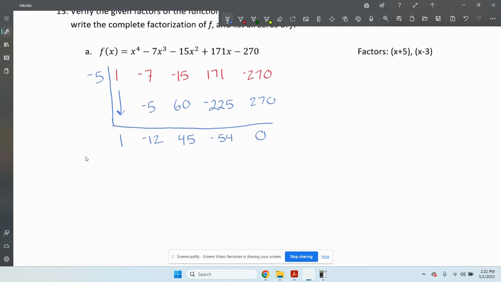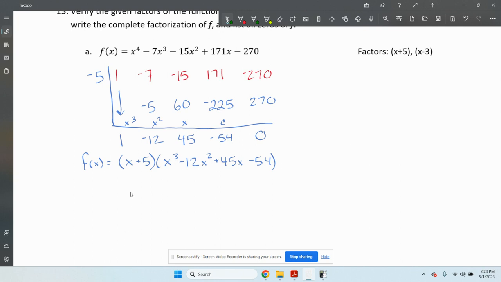So I can write this thing in the following way. f of x equals x plus 5 times the quantity, these are constants, x squared, x to the third, so this is x cubed minus 12x squared plus 45x minus 54. Now I'm going to do it again, but take this remaining polynomial and divide out the next factor of x minus 3.